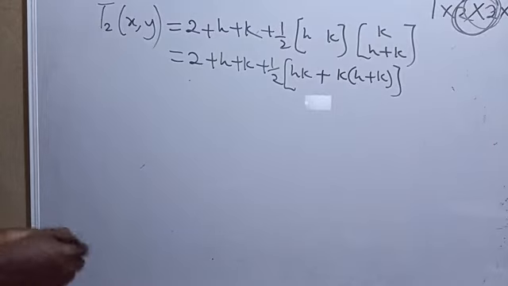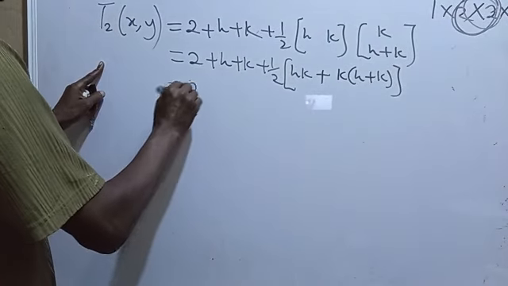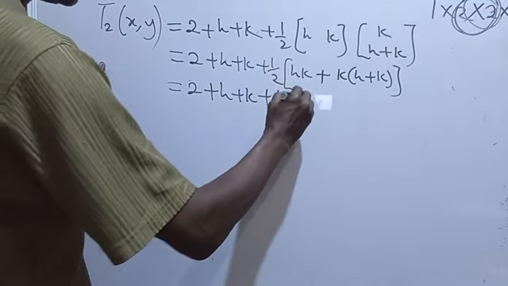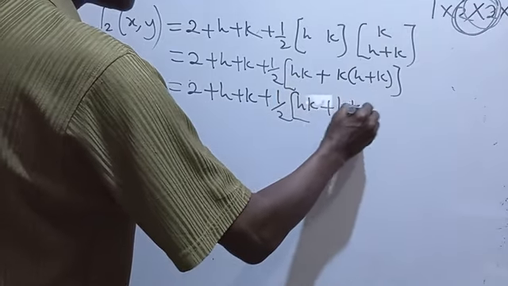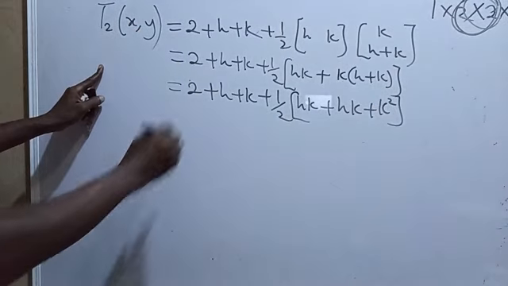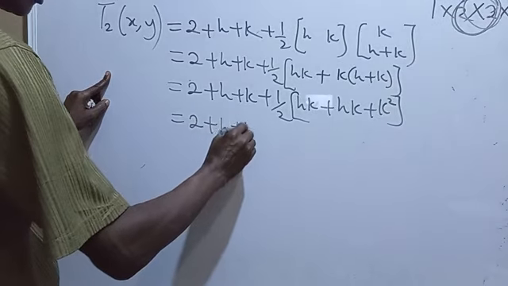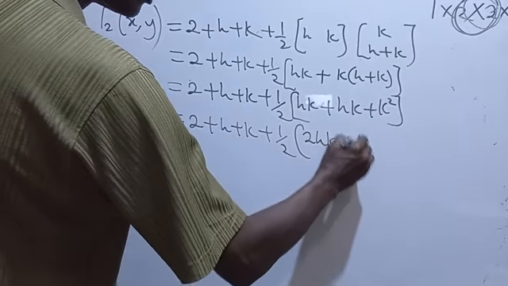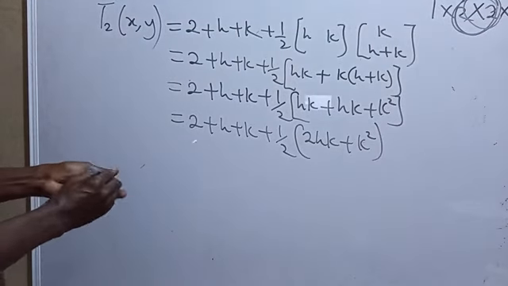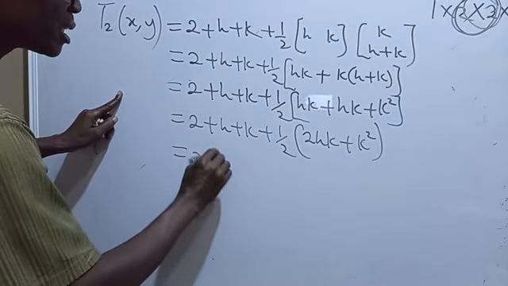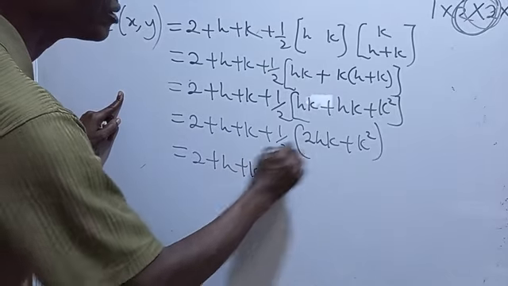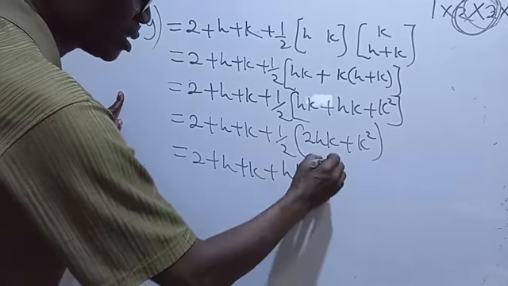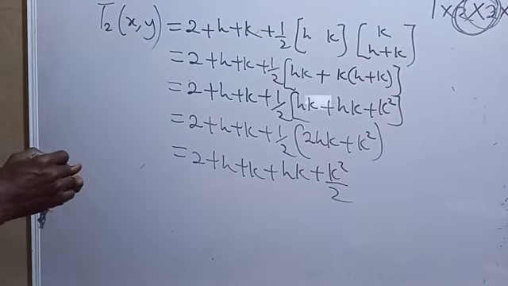You understand it. Now let's expand. We have 2 plus h plus k plus half of hk plus hk plus k squared. So this is what? 2 plus h plus k plus half of 2hk plus k squared. Okay, that will be what? 2 plus h plus k. I want to explain everything thoroughly. So multiply this by half: plus hk, because 2 will cancel 2 here, plus k squared all over 2. I hope we are following.